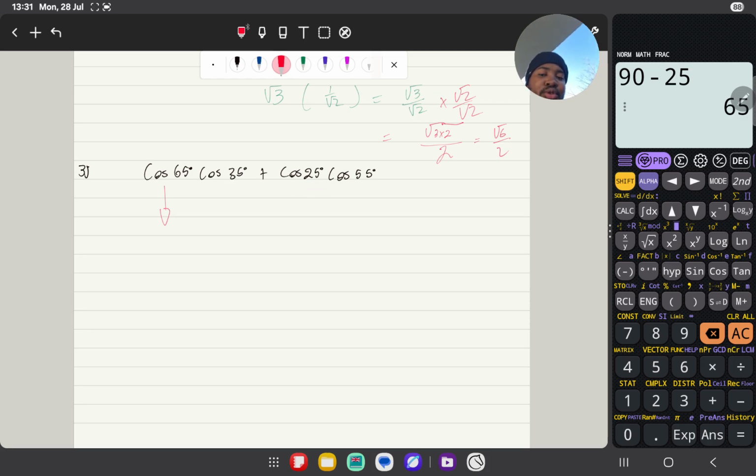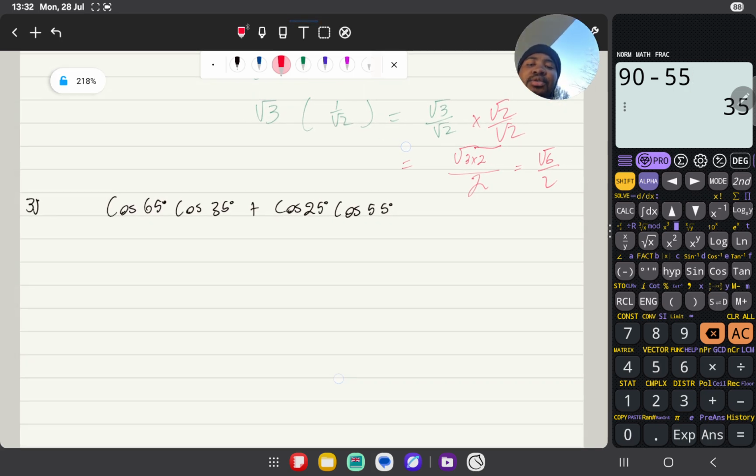And the same is true also, if I say sine 90 minus 35, let me say 55, I get 35, right? So it just depends on me how I want to play it. Okay, I'll give you two ways and I'll just choose my way.